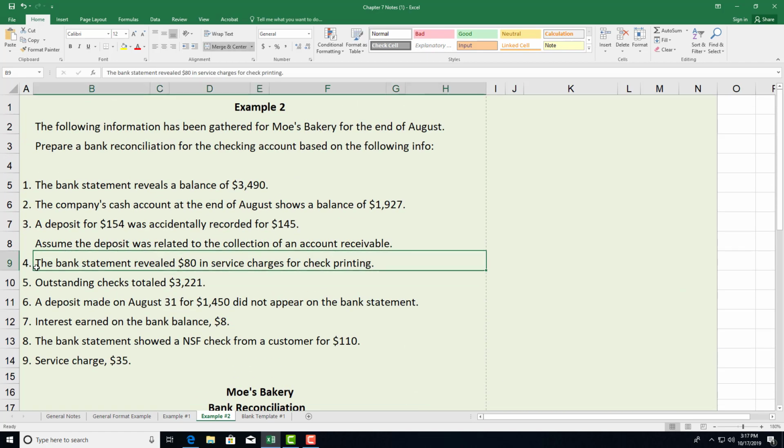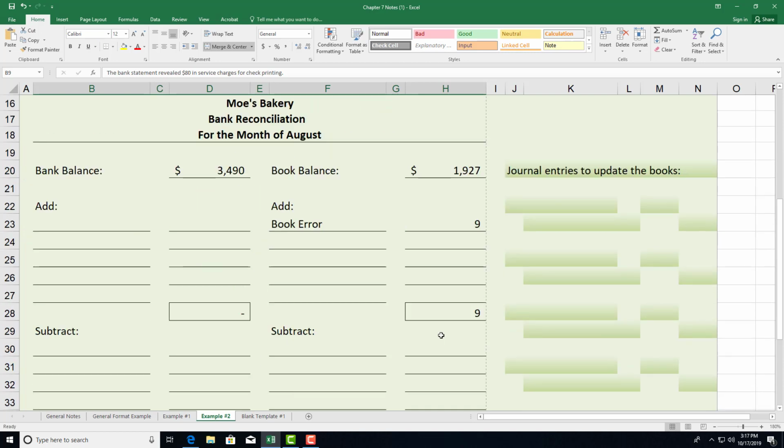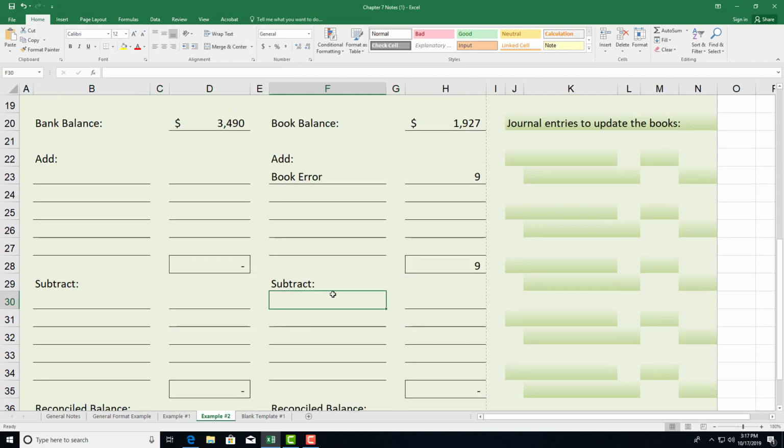Number 4, we have $80 in service charges for check printing. So come back to my question, who knows about it first? The bank knows about it first. It's already reflected in their number. The books are what need to be updated. So we need to subtract that from the books. And I'm going to abbreviate. I'm going to put service charge dash check printing. And so that was an $80 charge.